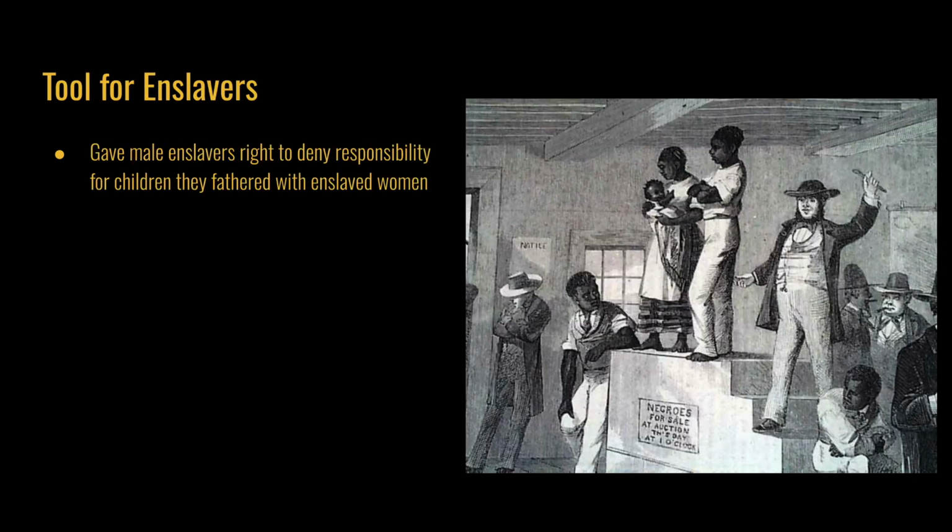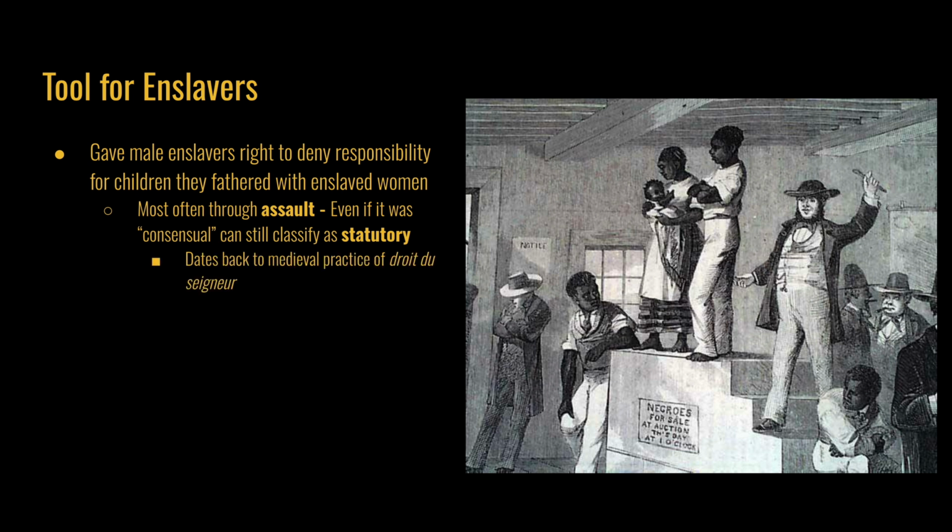Partus also became a tool for enslavers, giving male enslavers the right to deny responsibility for children they fathered with enslaved women, often through assault. Even if the relationship was consensual, it would still be classified as statutory. This control that enslavers had over enslaved women's lives can be compared to the feudal practice of seigneurial rights, which allowed any noble to take advantage of any feudal person under his dominion.